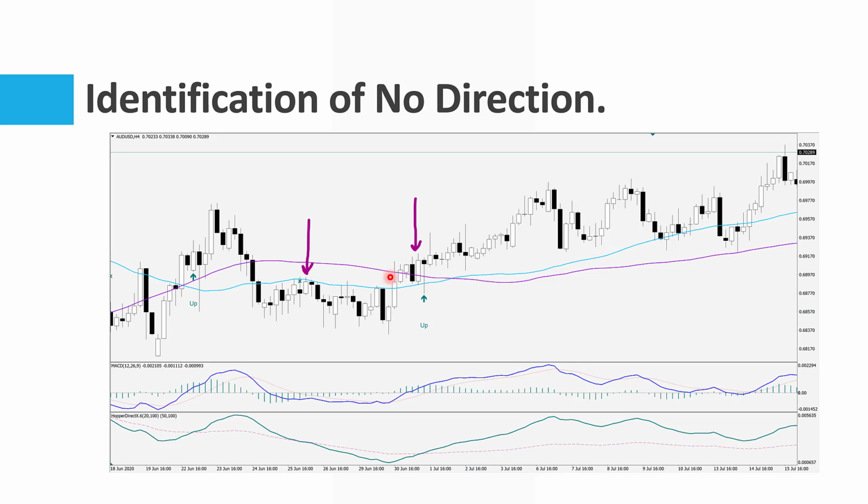So that's really important, because that is really the truest period of time where you can sense that there is no direction in the market. So if you were thinking, for example, to sell here because price is below both lines and maybe MACD is below 0, you get this information that the HopperDirectX is not calling it anything. It's not calling it up. It's not calling it down.